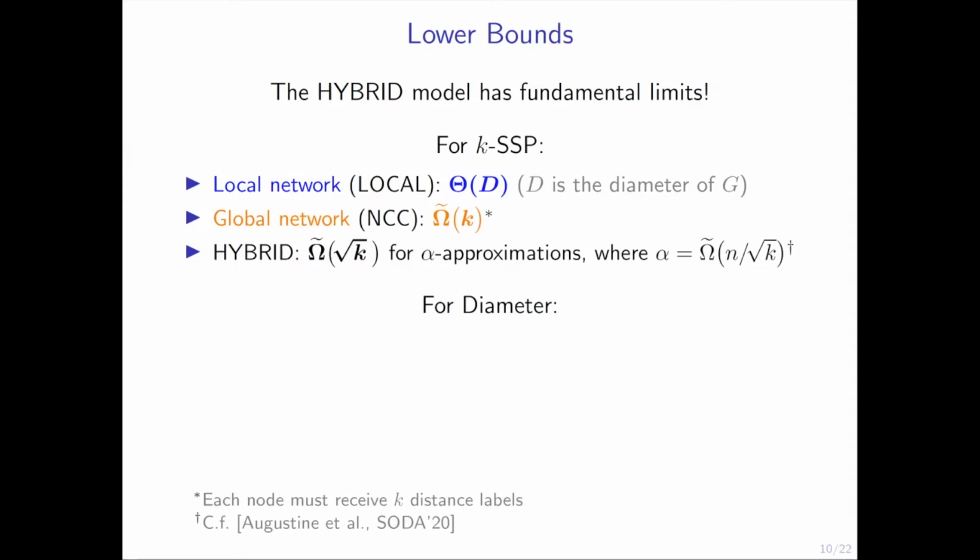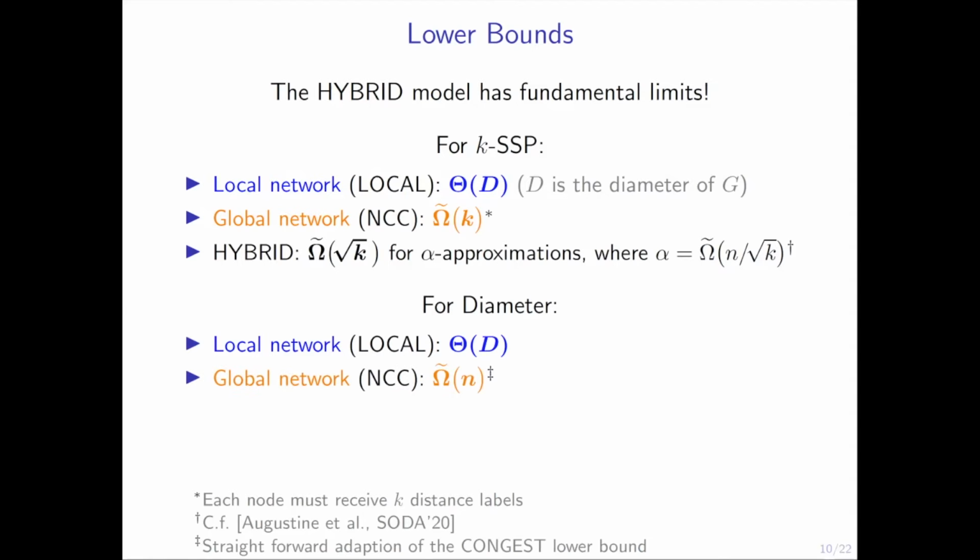For the diameter problem, in the local network alone, we have the same situation, that we have a lower bound of omega of D, which is also the upper bound. In the global network, we have a lower bound of omega of n, which can be seen by a straightforward adaptation of the CONGEST lower bound.